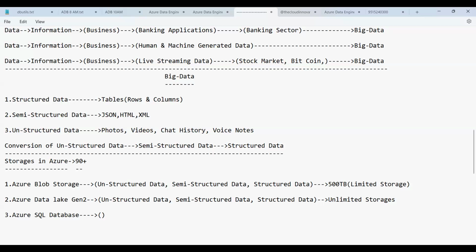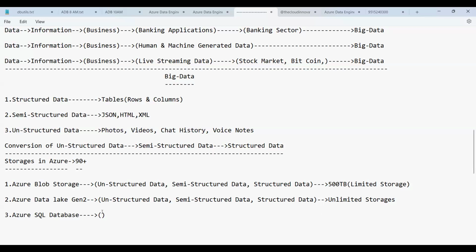If we use the same SQL Server on the cloud, then it is called as what? Azure SQL Database. So here you have Azure SQL Database. So hence, can you see here, everyone? We say it as Azure SQL Database.